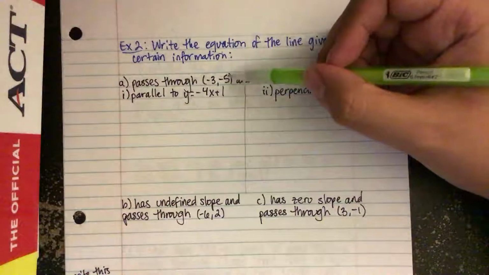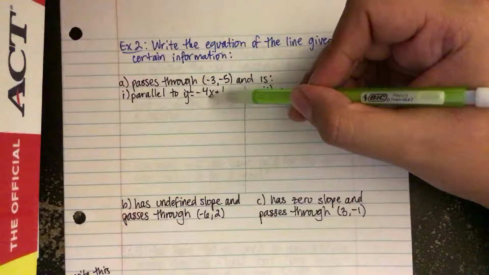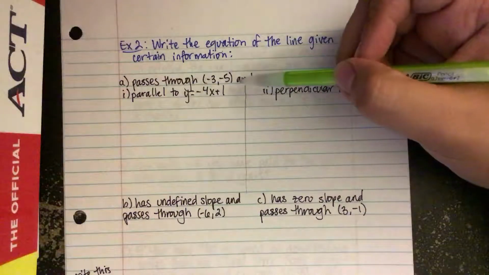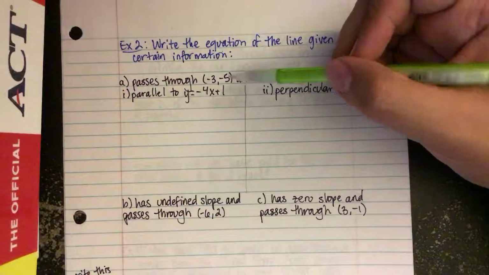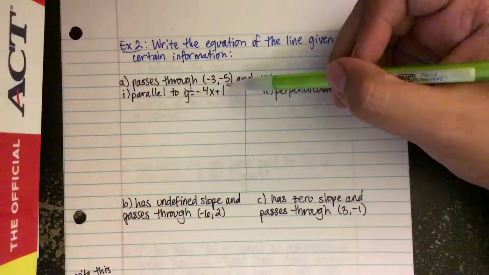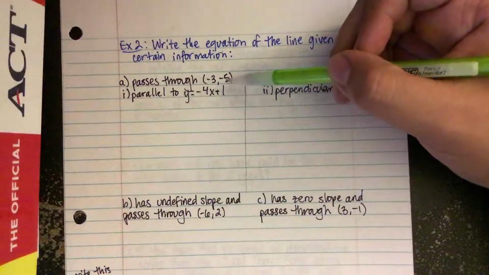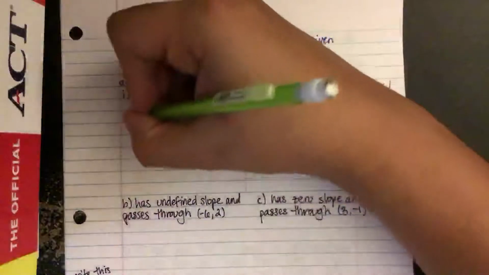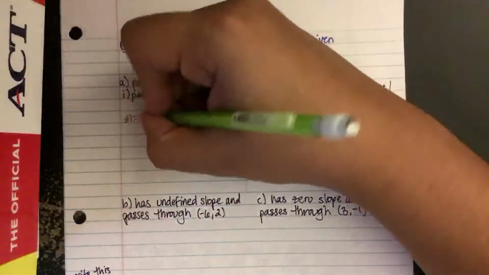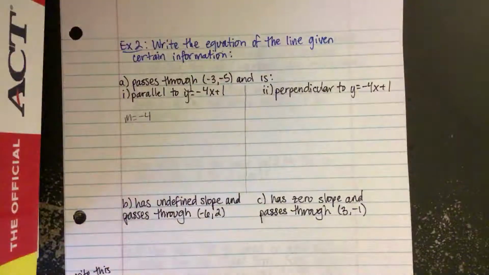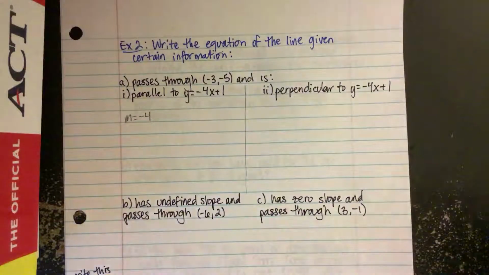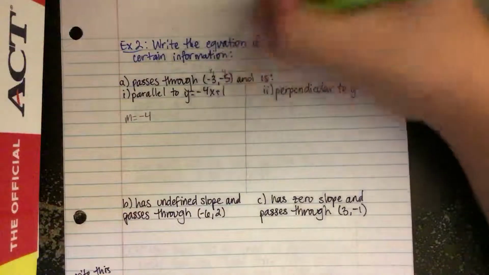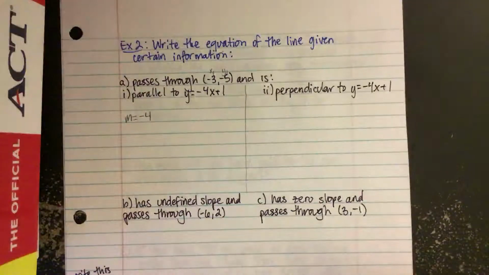Hopefully you said that the slope is negative 4. Because if I want a new line that's going to pass through negative 3 comma negative 5 and be parallel to negative 4x plus 1, parallel is the key word. That means that these two lines need to have the same slope. So from that, I can gather my slope has to be negative 4. There is no way around that. And my point is x1 is negative 3 and y1 is negative 5.